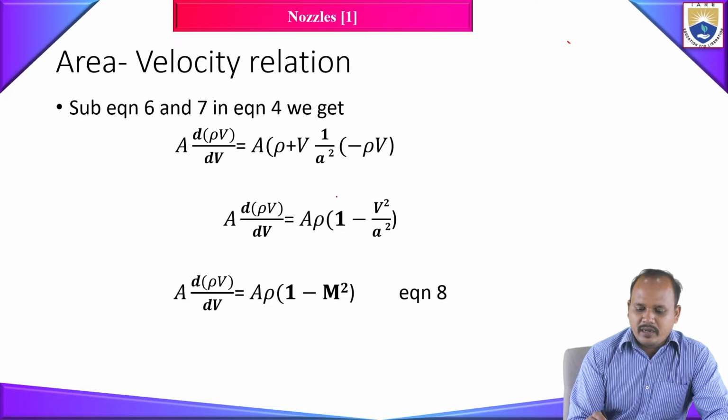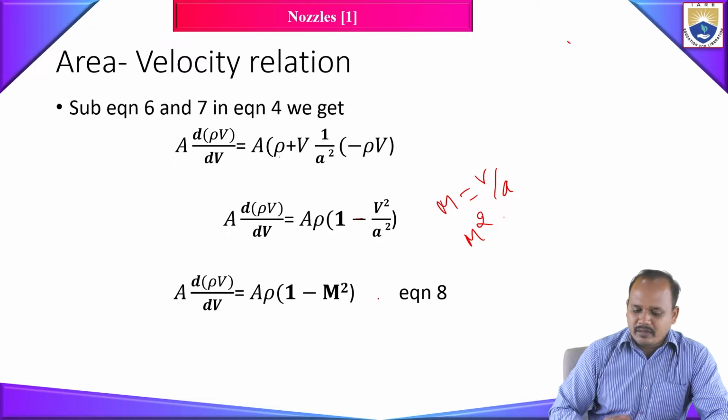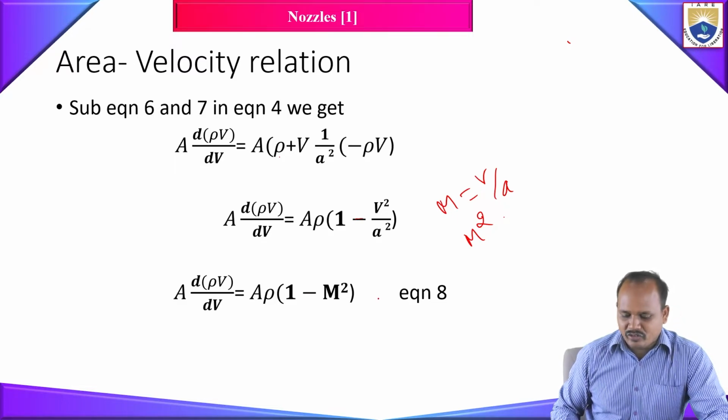So when we substitute, what will I get? We'll get v, if I take it inside, rho we have as a constant. So a into rho, if I take it out, a into rho into 1 minus v square by a square. So what is this v square by a square? We have Mach number m is equal to v by a. So I can write it as m square. So a into d rho v by dv is equal to a rho into 1 minus m square. We have this equation number 8.